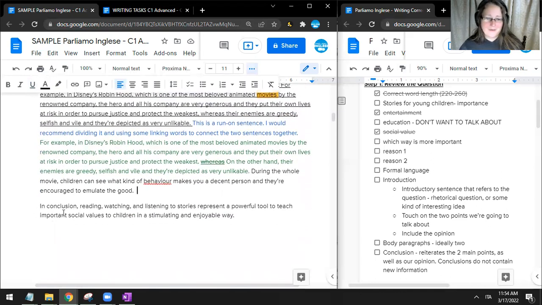And we've already reached the conclusion. So in conclusion, reading, watching, and listening to stories represent a powerful tool to teach important social values to children in a stimulating and enjoyable way.